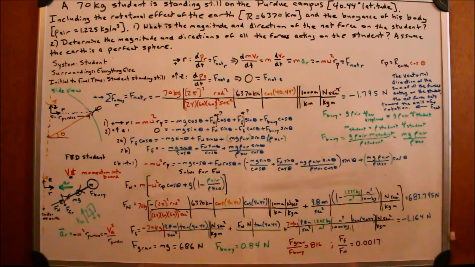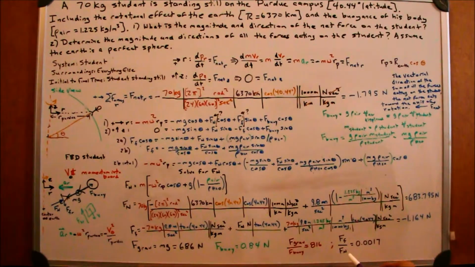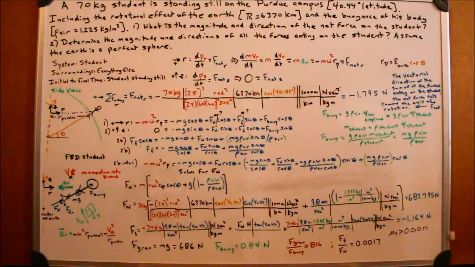For any problem involving friction, we should always check the ratio of the sliding frictional force between the two bodies and the normal force. The ratio of these two magnitudes is this value, and we need to always compare that against the coefficient of static friction. If the coefficient of static friction is greater than that value, then indeed the person won't slide on the surface, it'll be static, and this solution is correct.